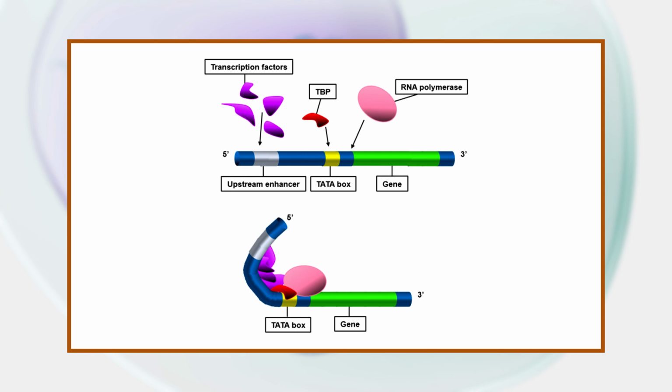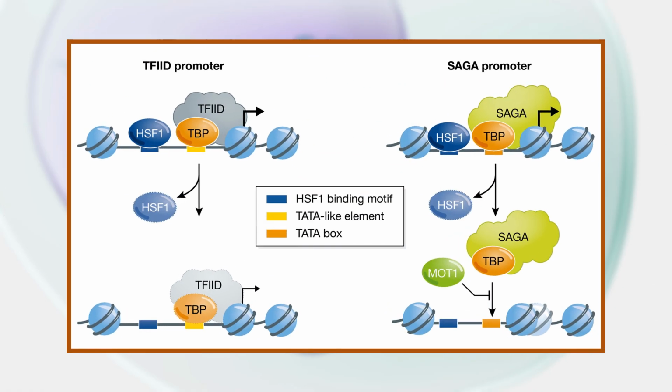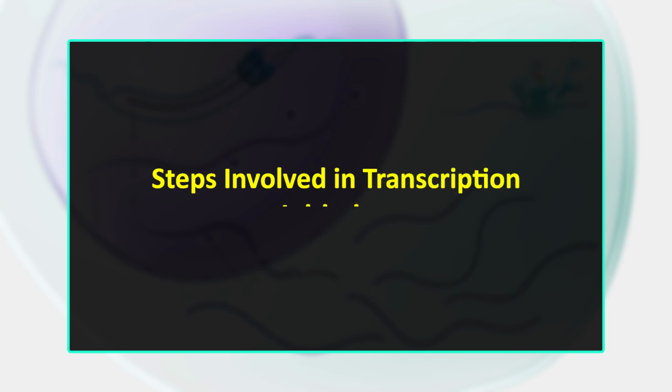A critical component of many promoters is the sequence element, that is the TATA box, which is located nearest to the site of transcription initiation, about 30 nucleotides away. The TATA box element binds a general transcription factor known as TBP, that is TATA binding protein, which is a component of a larger complex known as TFIID. Now let's discuss the steps involved in transcription initiation.